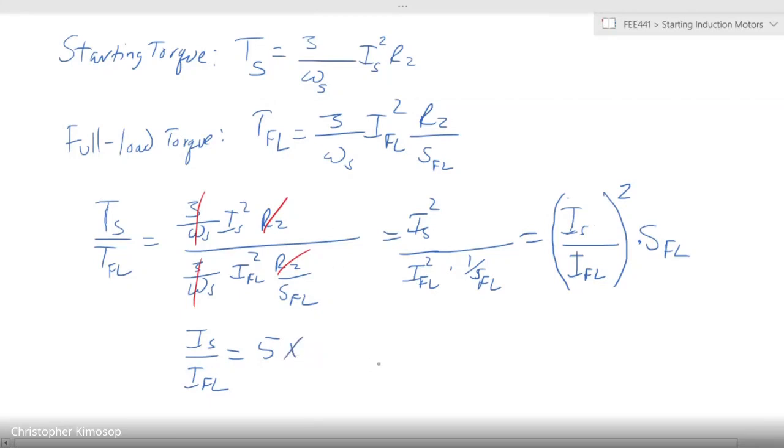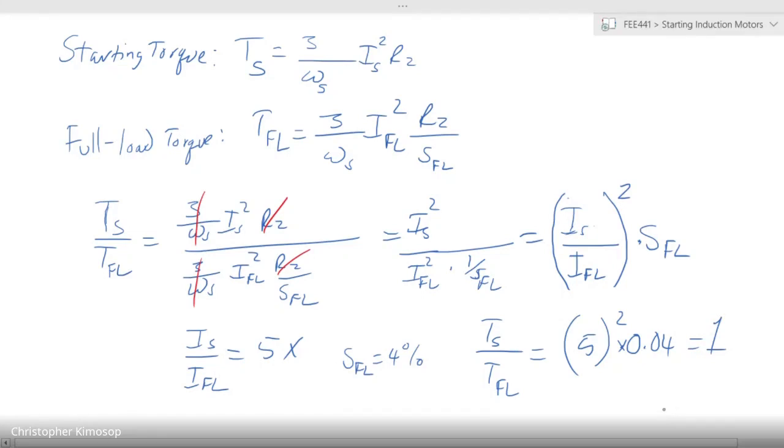5x, right? And we have been talking of a normal slip of around 4%. That will mean that in an average or typical situation, you have starting torque over full load torque having the ratio of IS over IFL. We've given it as 5 times. So let's say 5 times 0.04, which is 1. That means that the ratio of the two is 1, right? In a normal, typical situation.